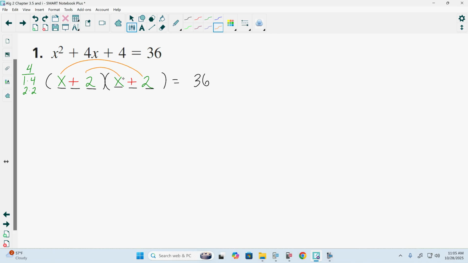And if we do check to make sure, x times 2 is indeed 2x. Positive 2x. 2 times x is also 2x. 2x plus 2x does give us our middle term of 4x. So x plus 2 times x plus 2, we can say that's the same as x plus 2 squared. Yes?